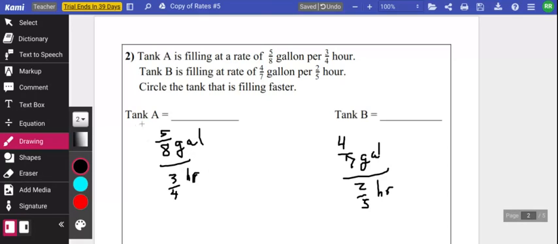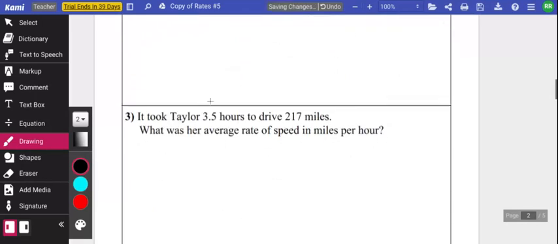And so to get the unit rate, take top divided by bottom, so 5/8 divided by 3/4, and that'll give you tank A's gallon per hour rate. And then tank B, take 4/7 divided by 2/5, and that will give you tank B's unit rate in gallons per hour. That way you can see which one's filling faster. And so whatever one's filling faster, circle that tank.